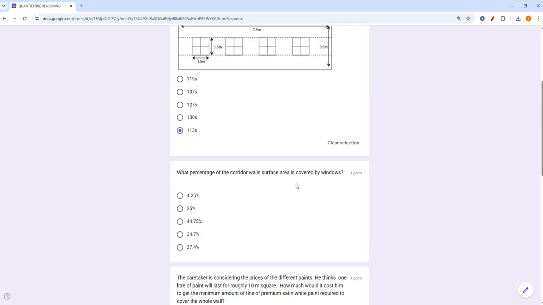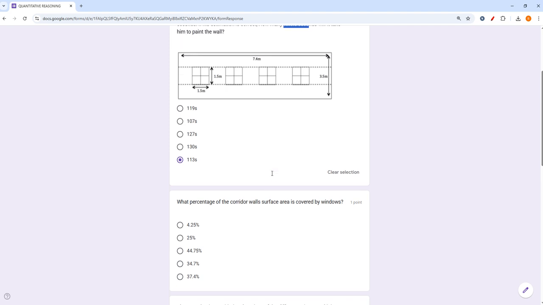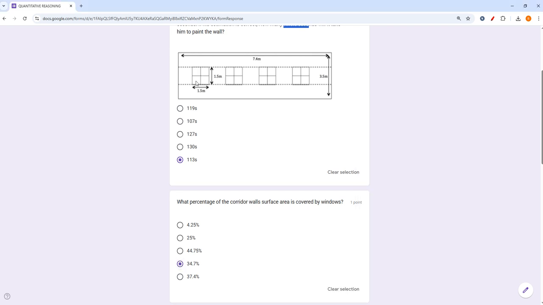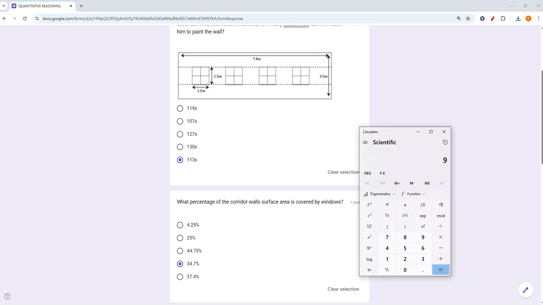Right, okay, moving on. What percentage of the corridor wall surface area is covered by windows? How many windows? 4. 1.5 times by 1.5, 2.25 times by 4, 9. 9 was the windows. How much was the total area of the wall? If I remember, 25.9, 34.7. Easy, because each window was 2.25 times by 4, 9. How much was the gross? We worked out previously, 9 divided by, if you see here, 7.4 times by 3.5. Bang, got it. 34.7. That's the answer.